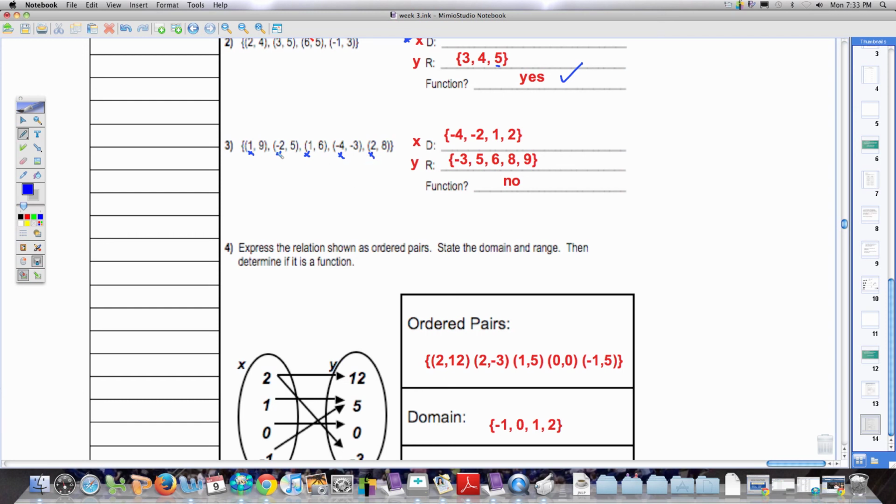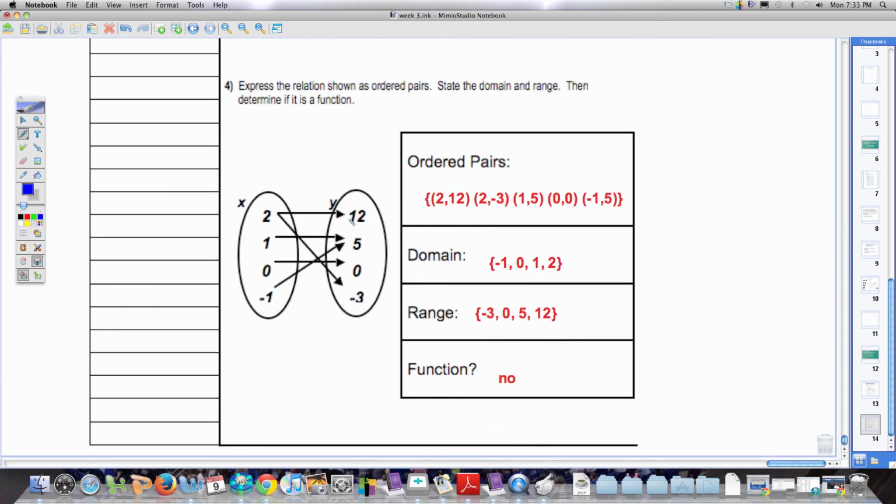Is it a function? No, it's not a function, because which one of these x values repeat? 1, -2, 1. So 1 repeats. There's 1 and there's 1. That is not a function. Remember, a function cannot have repeating x coordinates.